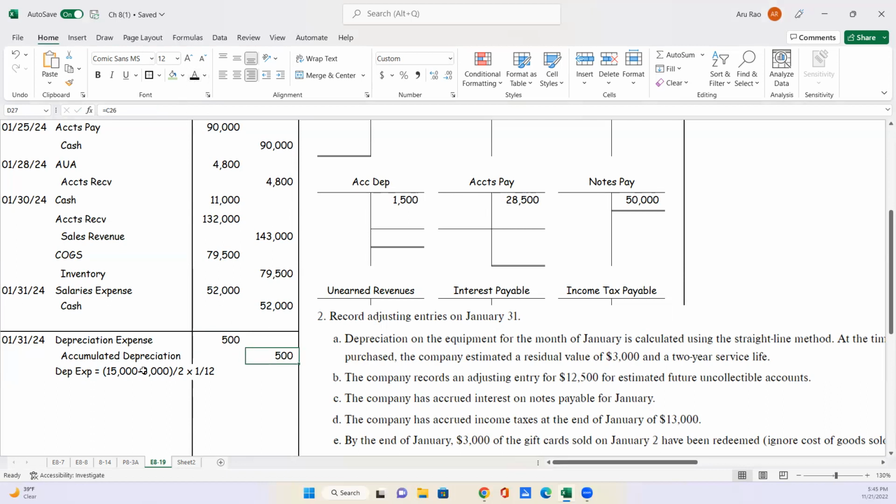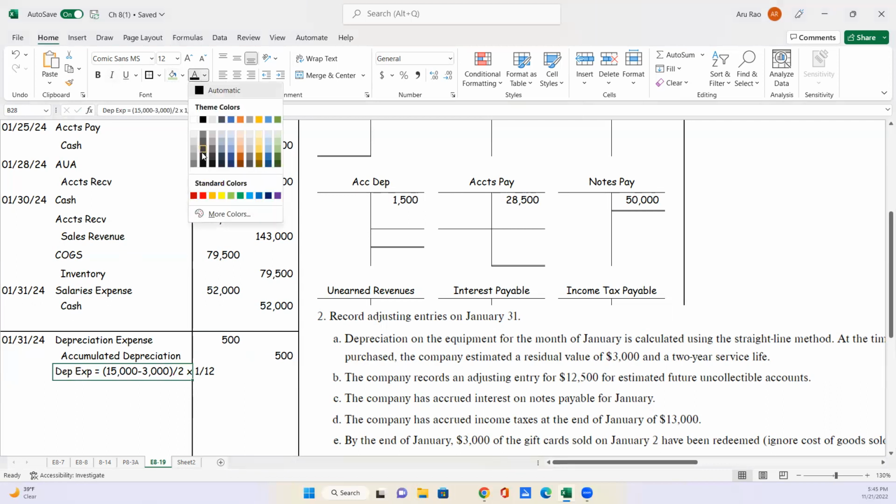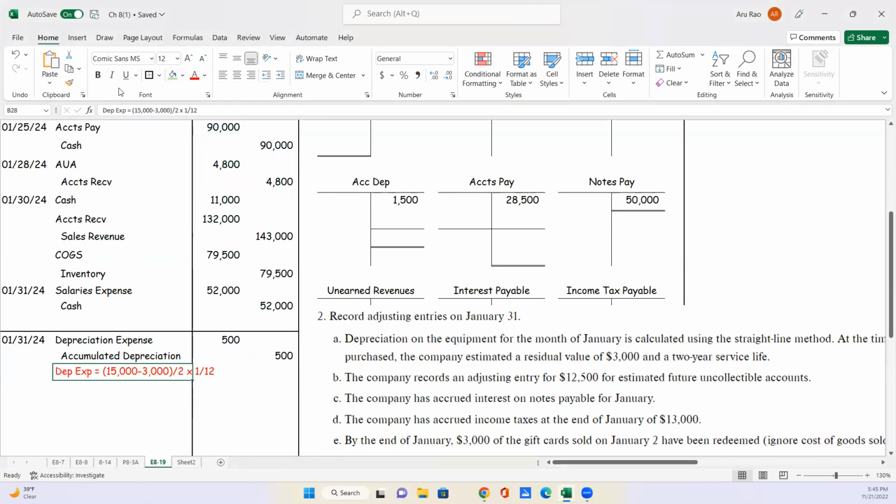So 15,000 minus 3,000 is 12,000. 12,000 divided by 2 is 6,000. It's 6,000 per year. Multiplied by 1/12 will give me $500. This is the depreciation expense calculation. And this is a calculation I'm doing for a single month. Depreciation expense debit, accumulated depreciation credit. So a mistake that you're likely to make is if you do not do this multiplication by 1/12, that last calculation has to be done.